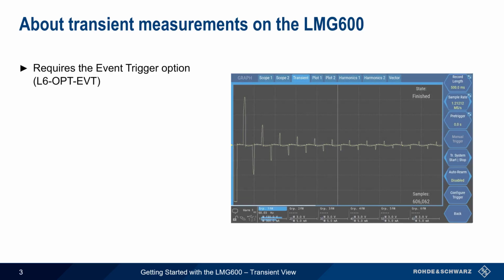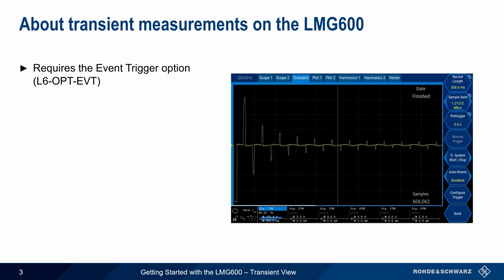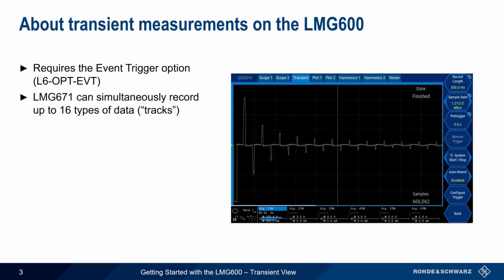Transient measurements on the LMG require the Event Trigger software option. In the case of the LMG671, up to 16 different types of data or tracks can be simultaneously recorded, and up to 16 million measurement samples can be stored.